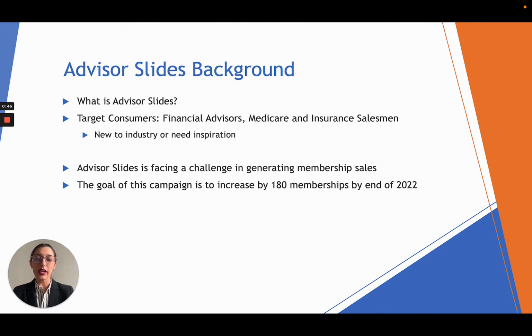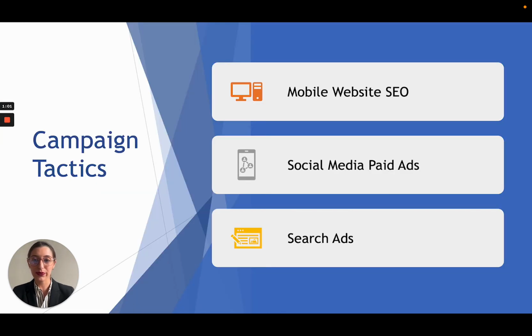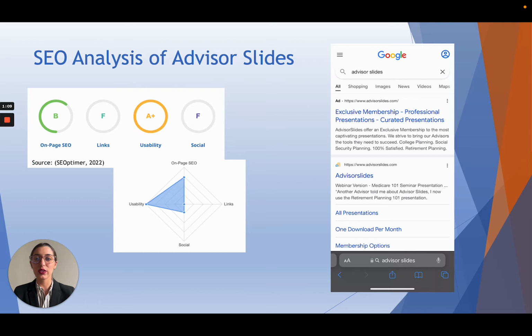So currently, Advisor Slides is facing a challenge in generating membership sales. So the goal of this mobile marketing campaign is to increase membership sales. And we want to increase membership sales by 180 memberships by the end of 2022. And this will be done through a few campaign tactics like mobile website SEO, social media paid ads, and search ads. So let's jump into our SEO.